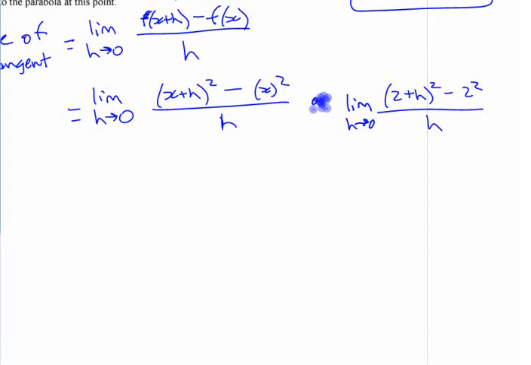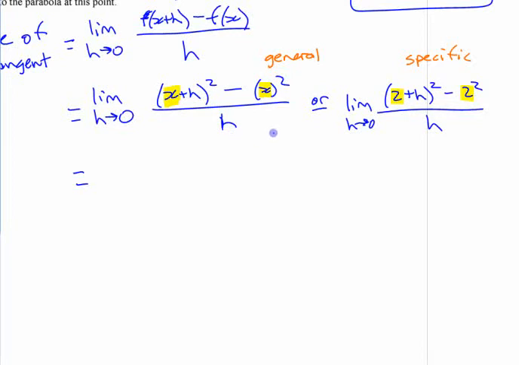What can we do with that now? So this is general for x. This is specific for 2, right? If you want to try and work out this limit, why can't we just sub this in right away? Why not?